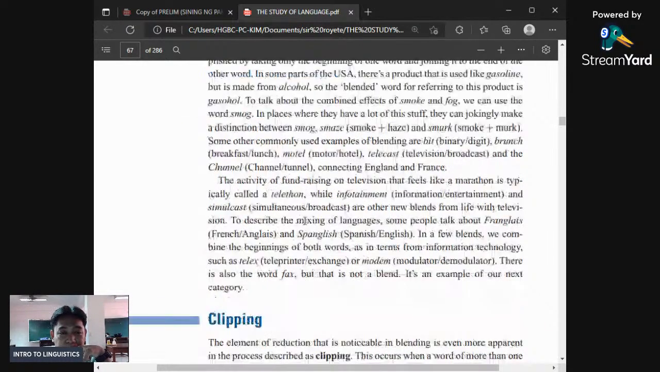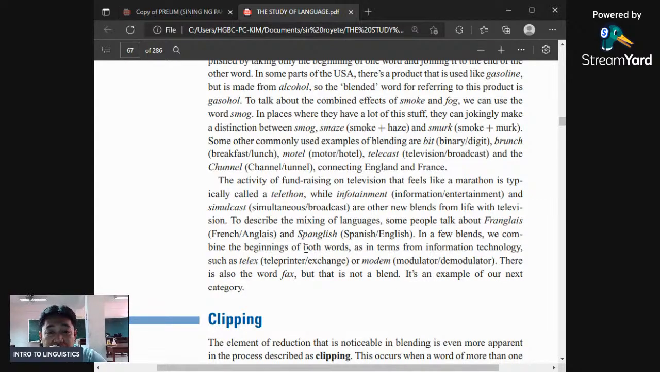We have telethon, right? Television and marathon, telethon. Infotainment, information plus entertainment, infotainment. They're what we call blending. Simulcast, simultaneous broadcast. Right? Simulcast. We also have mixing languages, for example, Franglais or Franglish, French and English. We also have Spanglish, Spanish English, Taglish, Tagalog English. Right? Diba? Meron lang tinalakay natin blending.